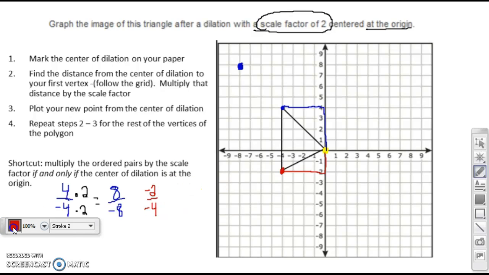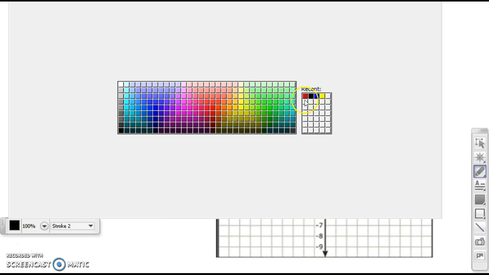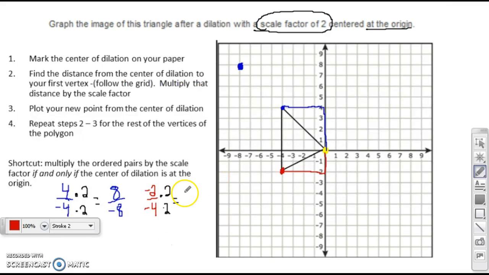Then I'm going to multiply that by my scale factor. I want to change that distance. I want to make it 2 times further. So my new red vertex would be down 4 and backwards 8 from the center. I'm always going to go back to the center of dilation. So from the center of dilation, I'm going to go down 4 and back 8 units.